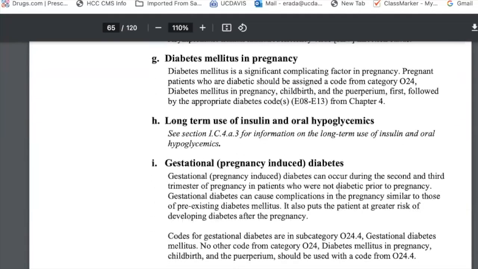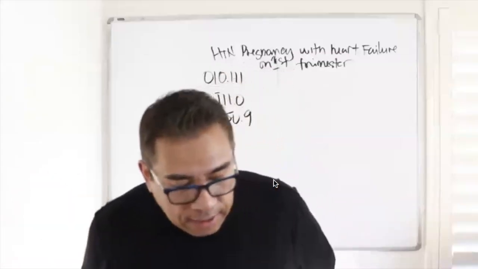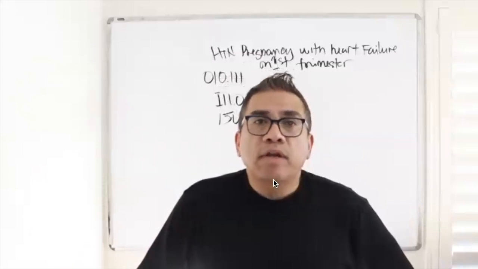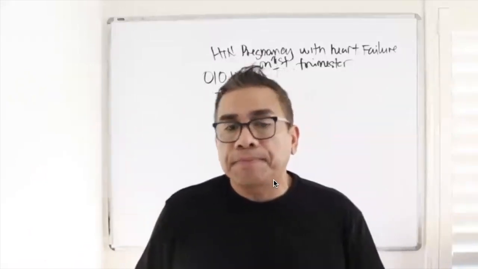Now let's go to diabetes mellitus in pregnancy. Diabetes mellitus is a significant complicating factor in pregnancy. Pregnant patients who are diabetic should be assigned a code from category O24, diabetes mellitus in pregnancy, childbirth, and the puerperium, first, followed by the appropriate diabetes codes E08 to E13 from Chapter 4. So last night, guys, we had a case. One of the scenarios that we answered was actually a diabetic patient.